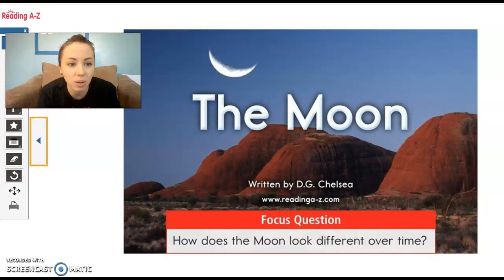There's an activity that goes along with this posted in Seesaw. You also have some worksheets and activities that go along with this book in your orange folder. Don't forget to take a picture and send it to me. I can't wait to see all of the work you're doing.